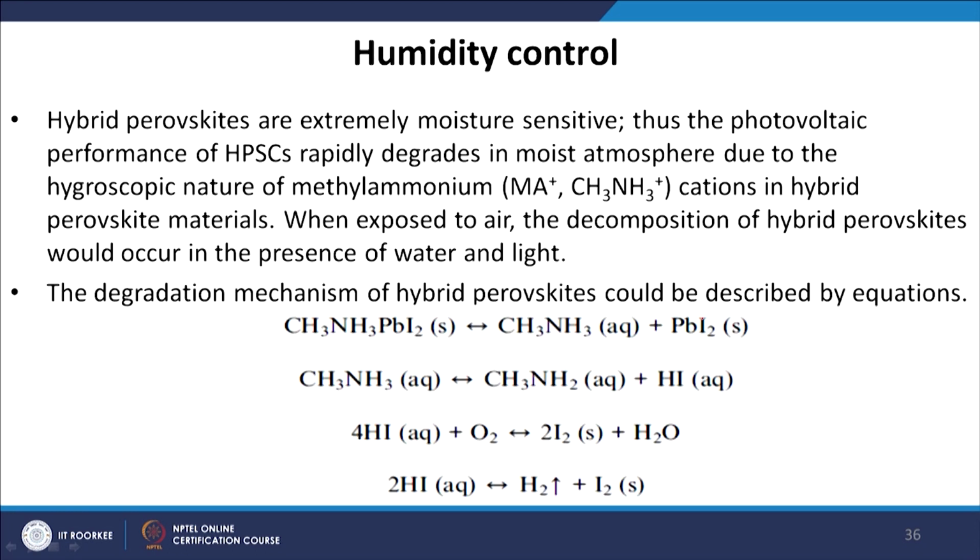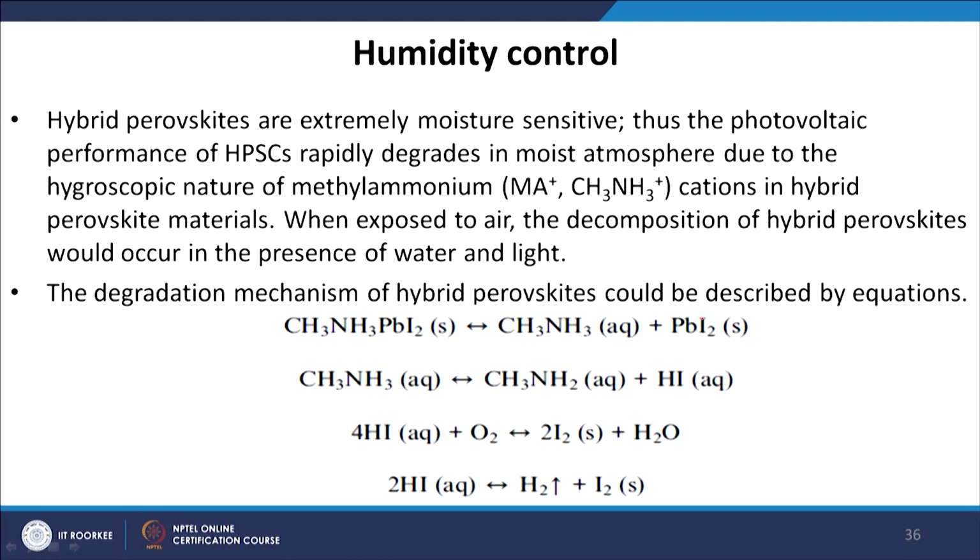Another very important parameter for making solar cells is humidity control. Hybrid perovskites are extremely sensitive towards humidity and are moisture sensitive. Thus, the photovoltaic performance of the solar cell rapidly degrades in a moist environment due to the hygroscopic nature of methyl ammonium cations in hybrid perovskite materials.